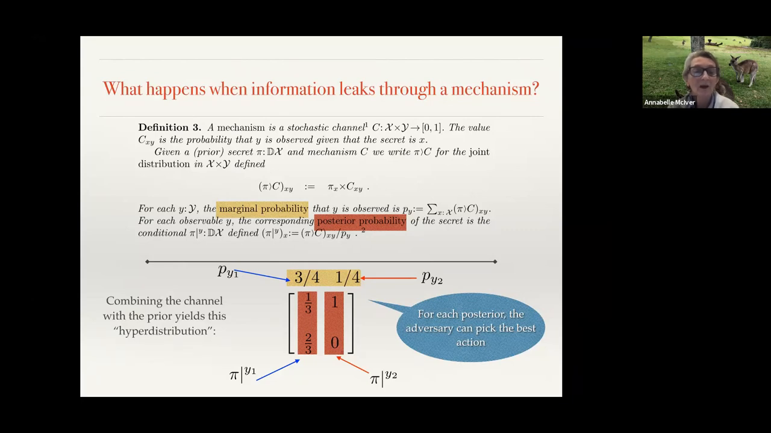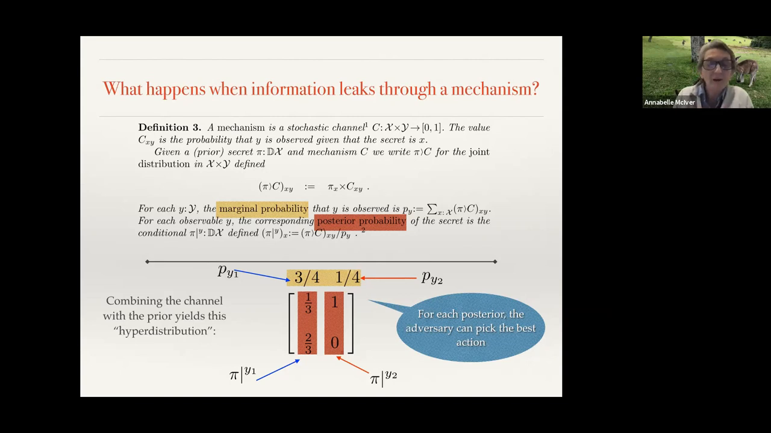So if Y1 is observed, then the adversary changes his view using a Bayesian update for the value the secret is, so it's more likely to be B rather than A. But if Y2 is observed, then the secret must have been A. And so this gives a posterior probability distribution over the secret A or B.